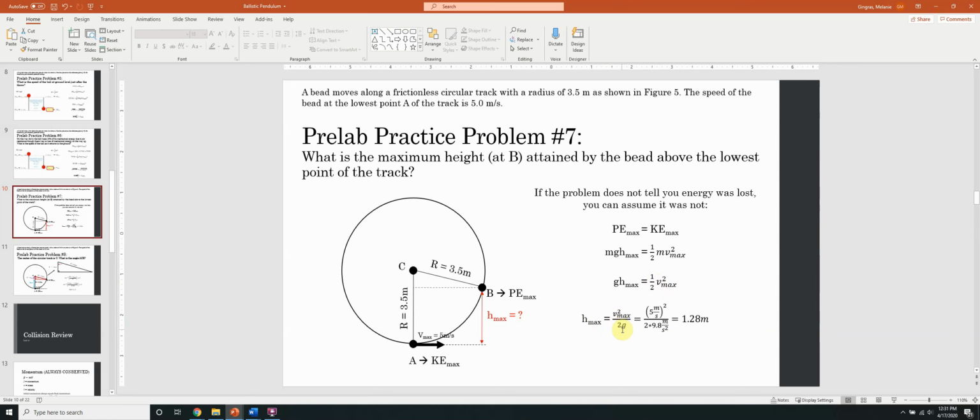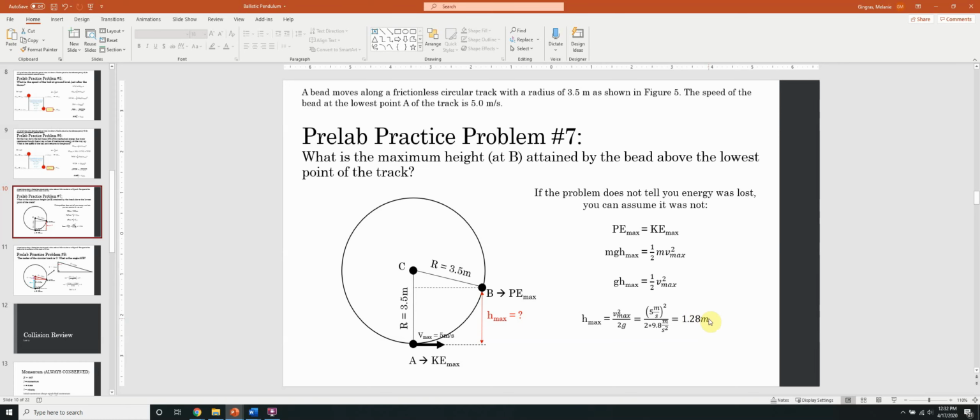So we have v max equal to 5 meters per second. We're going to square that, then divide by 2 times gravity, so 2g, which is 2 times 9.8 meters per second squared. And when that's all said and done, we get 1.28 meters.